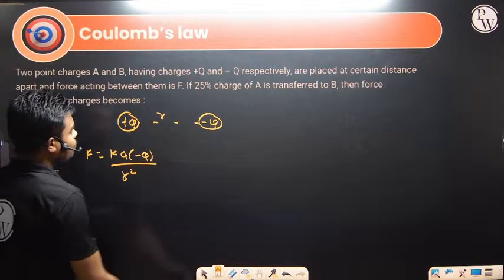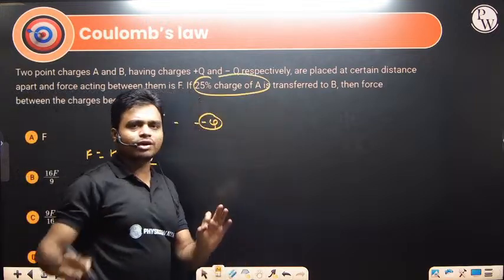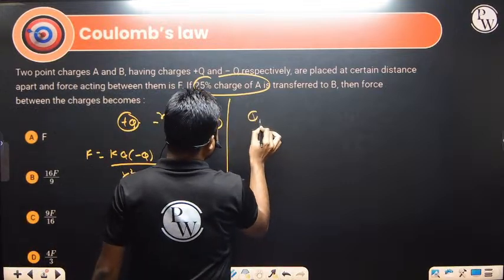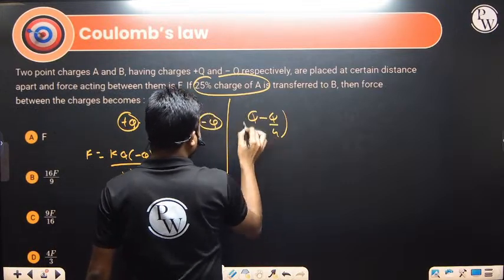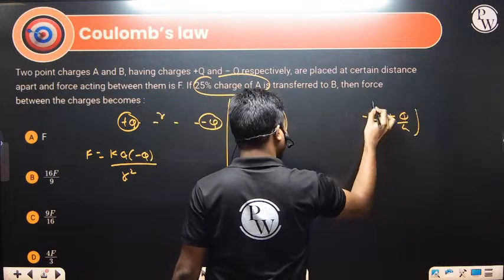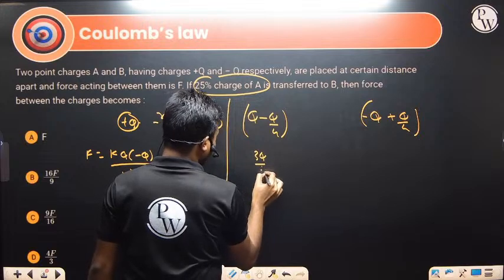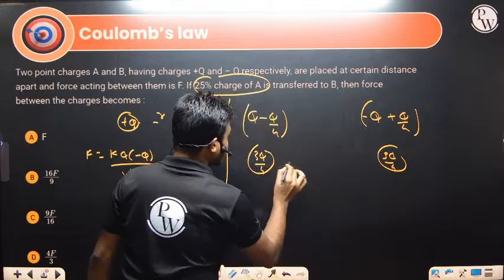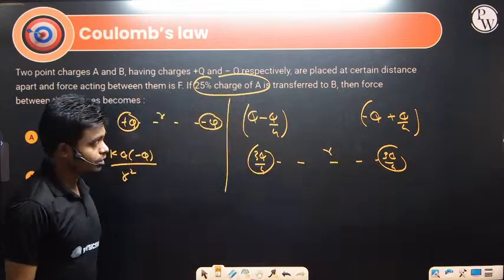Now if 25% of charge A is transferred, so 25% of Q is transferred to B, how much is remaining here? On this side Q minus Q by 4, and how much do we get here? Minus Q plus Q by 4. So this is 3Q by 4, and this also is 3Q by 4. The distance remains the same.